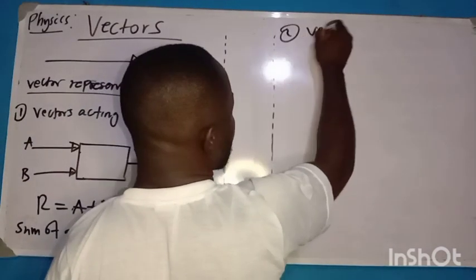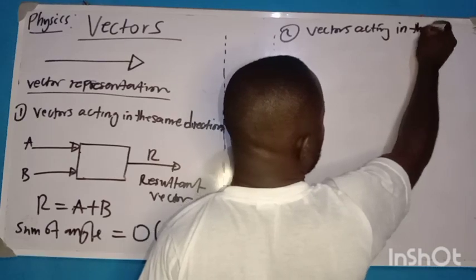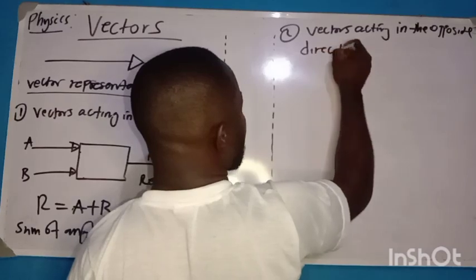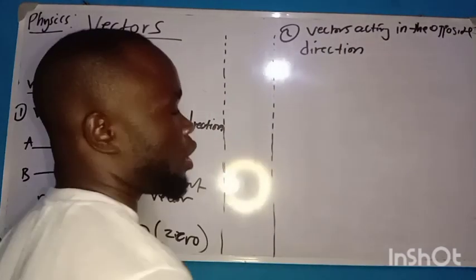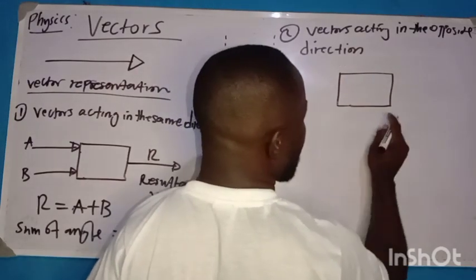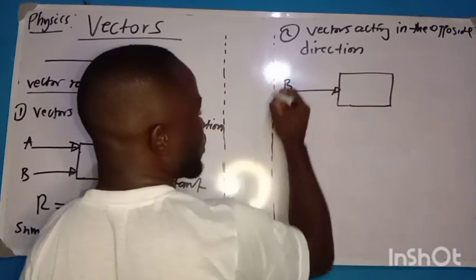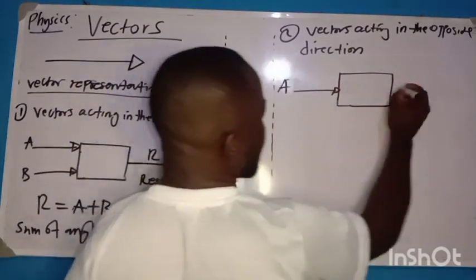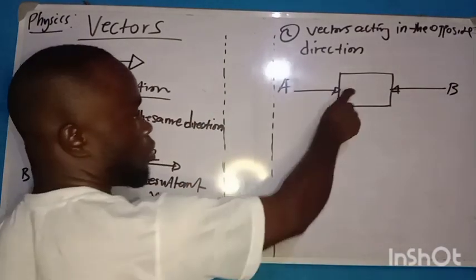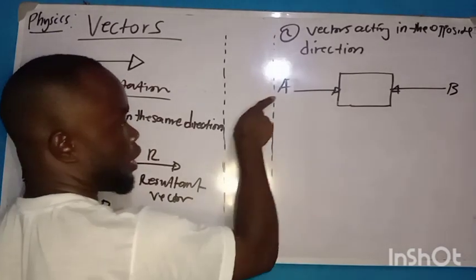When vectors are acting in the opposite direction, let's look at an example again. Let's say vector A is acting in this direction, let's call this one A, and vector B is acting in this direction, right? Now, what is going to be the resultant vector when the two vectors are acting in different directions? That is, A is opposite B.